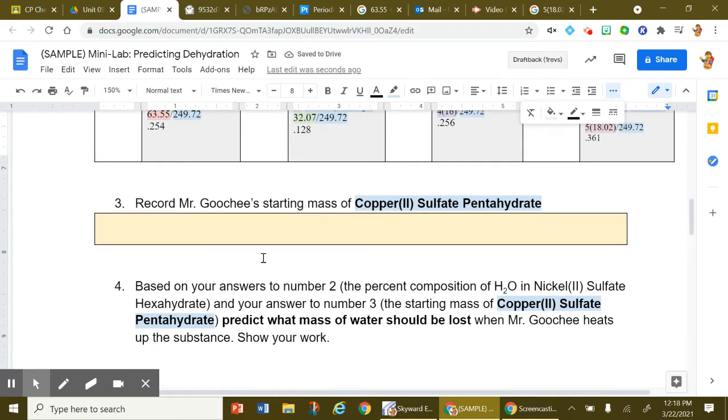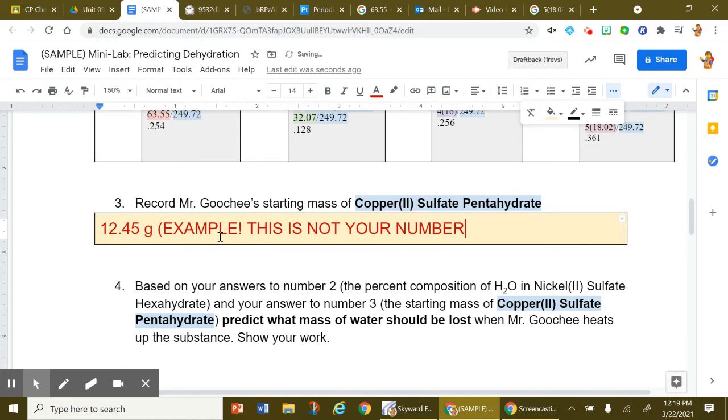As a class, we recorded a starting mass of your hydrate. We put it on a scale, we weighed it, and we recorded it. Every class was different, but in most cases, it was around 10 to 15 grams. So I'll just use a sample here. This is not what you had. So let's say 12.45 grams. This is an example. This is not your number. I wrote your number on, I think, the lab when I uploaded it. Like on the assignment, I think we put what the class's number was.